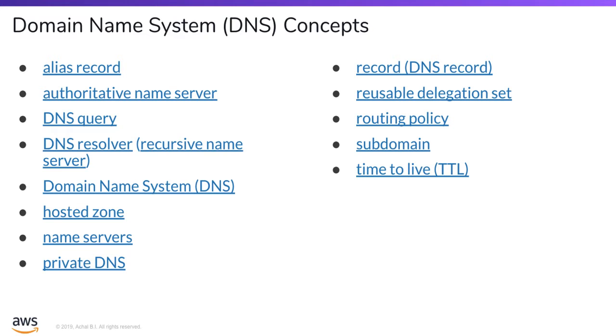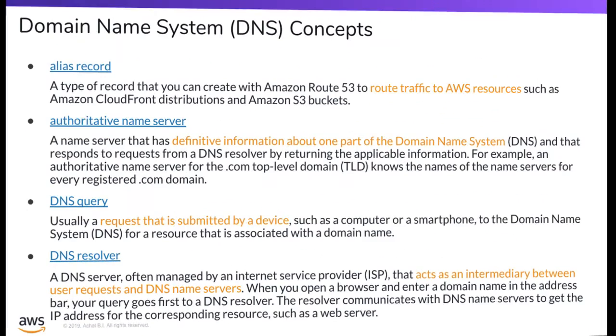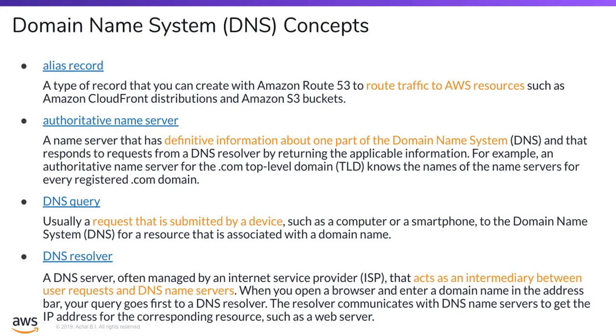Let's understand some concepts of domain name systems. Domain name systems have many concepts, and we'll go through each one of them. First, there is something called an alias record.